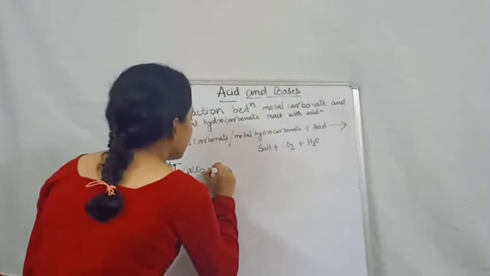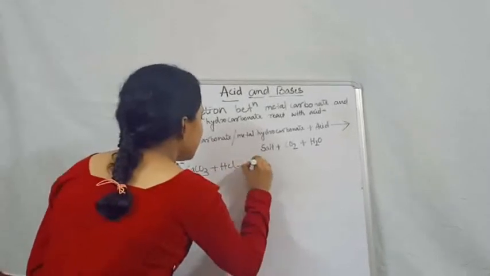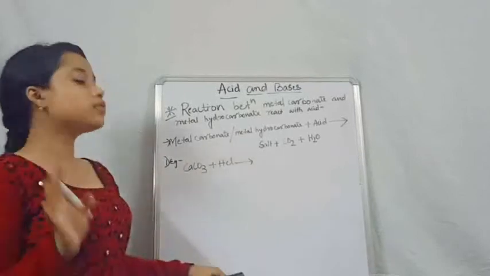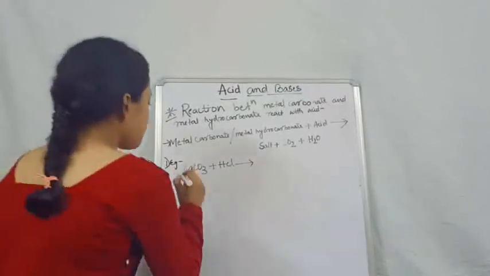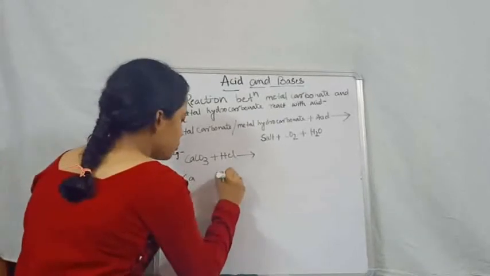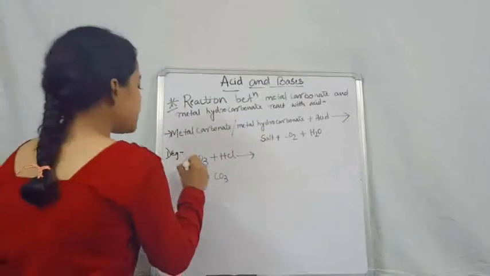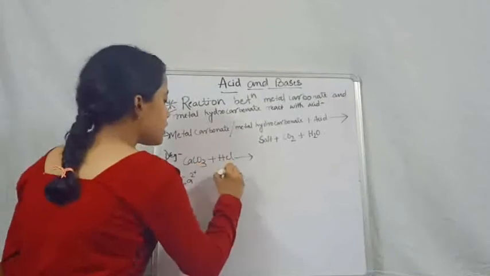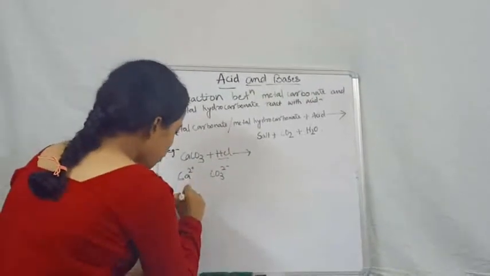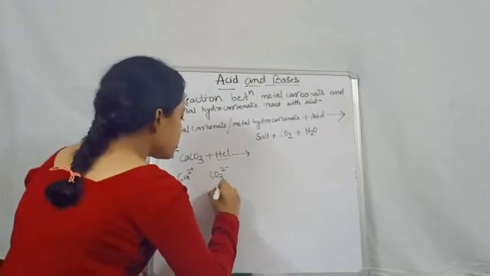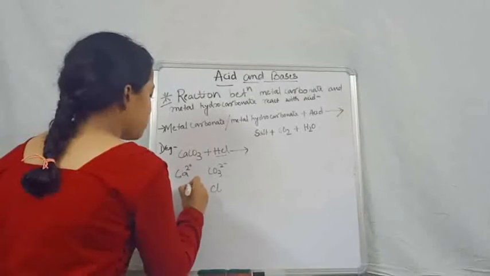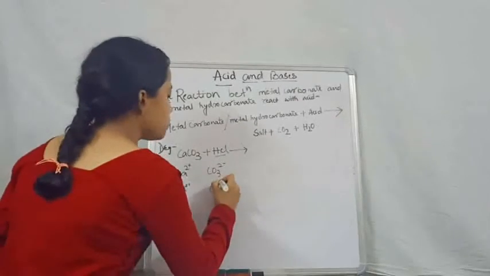Calcium carbonate plus HCl reacts to give us... Now what happens during this reaction? So see, calcium carbonate. Now both have the valency of 2 plus and 2 minus. Now these are the compound of hydrogen and chlorine, that means HCl. The charge is 1 plus and 1 minus.